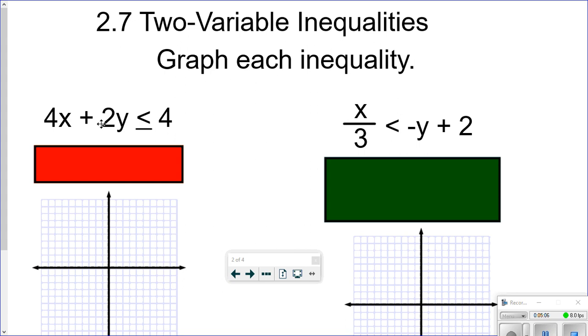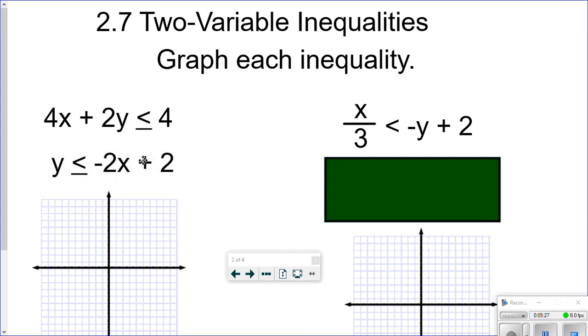So in this case, we have 4x plus 2y is less than or equal to 4. So to graph this inequality, again, we need it in y equals mx plus b form. So we'll subtract the 4x from both sides, leaving us with 2y is less than or equal to negative 4x plus 4. And then we have to divide out by the 2. And then that will leave us with y is less than or equal to negative 2x plus 2.